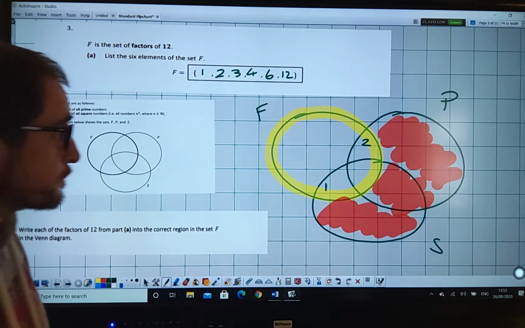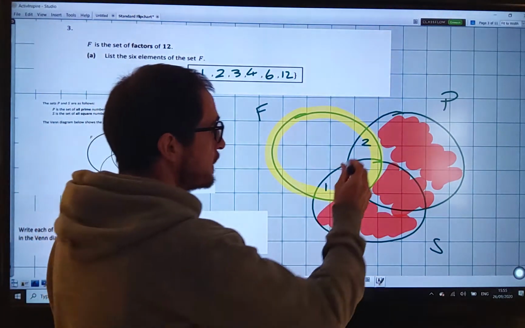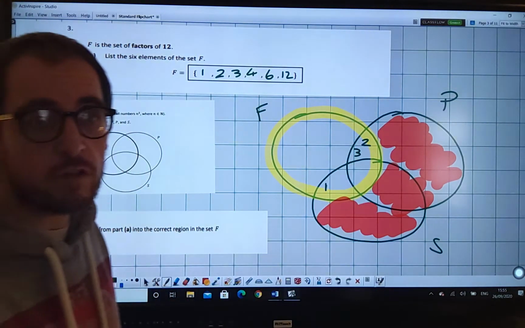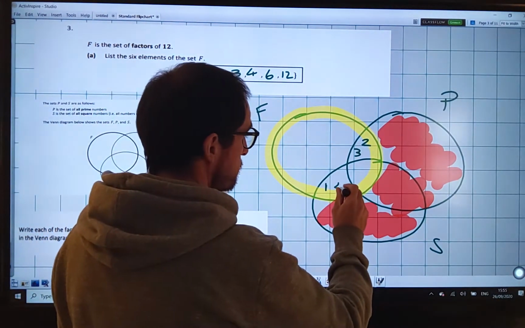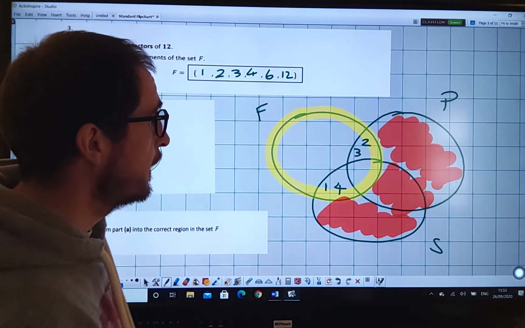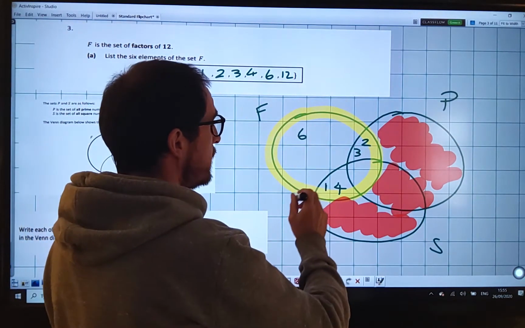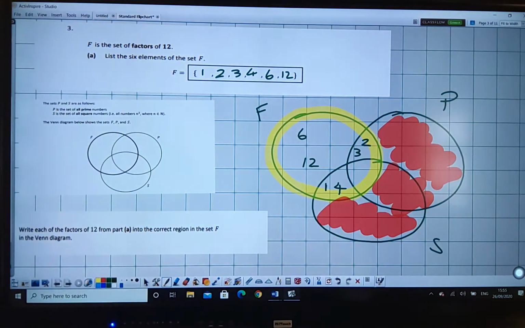3 is a prime number. 1 and 3 are its only factors. It's not a square number, and it's a factor of 12, so it goes in there. 4. 4 has got three factors, 1, 2, and 4, but it's also a square number, so that goes in here. 6 has got more than two factors, and it's not a square number, and neither is 12. So that's your answer to that. That's how you do that question.